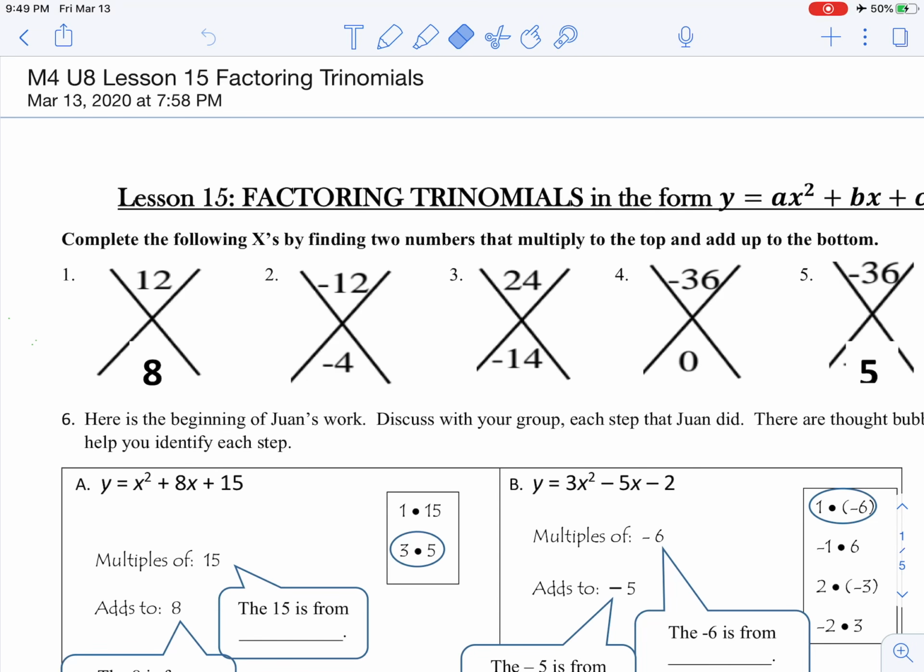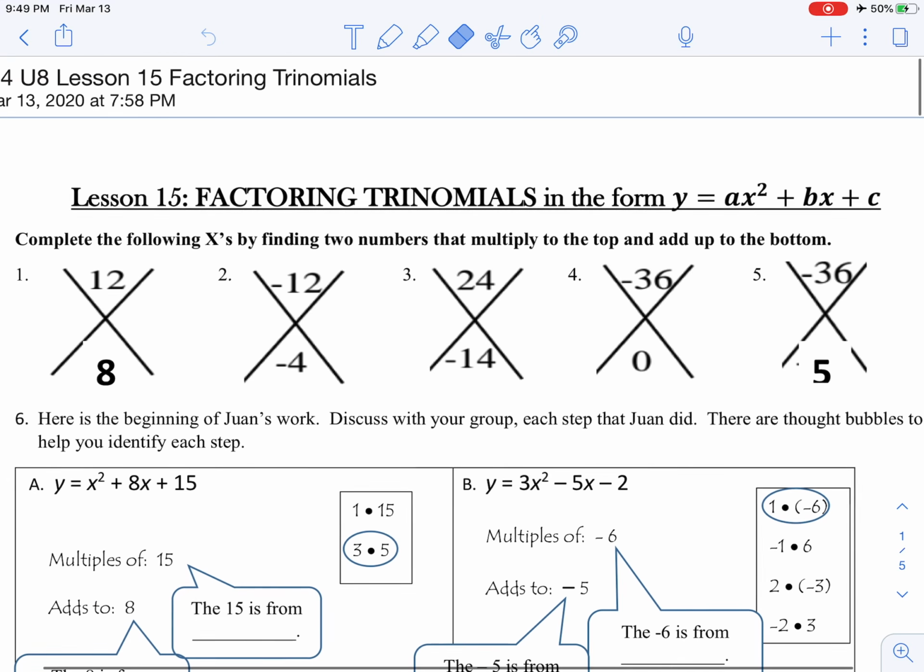Okay, so this next lesson is lesson 15 on factoring trinomials. But before we actually factor the trinomials, we need to learn what is called the x method. And so here are some x's with some numbers. If you read the directions, it says complete the following x's by finding two numbers that multiply to the top.